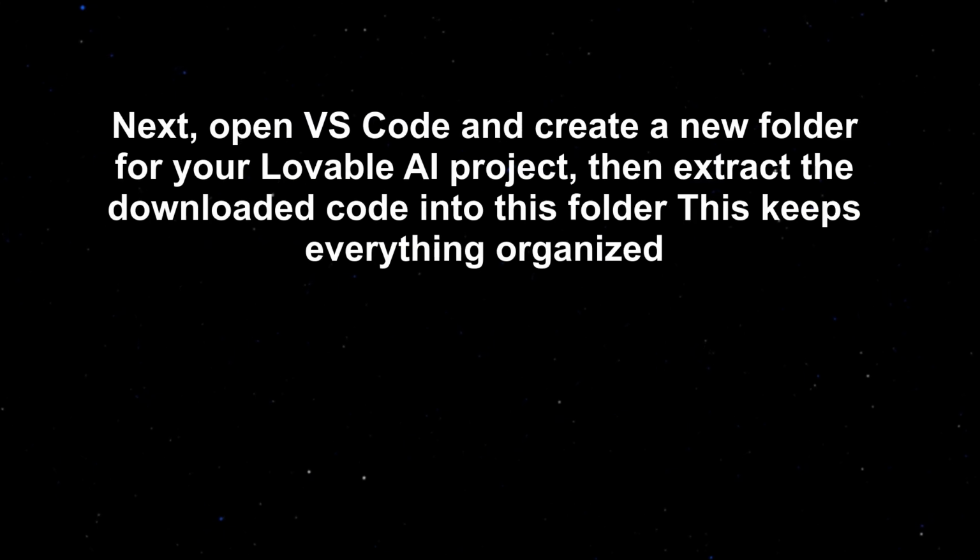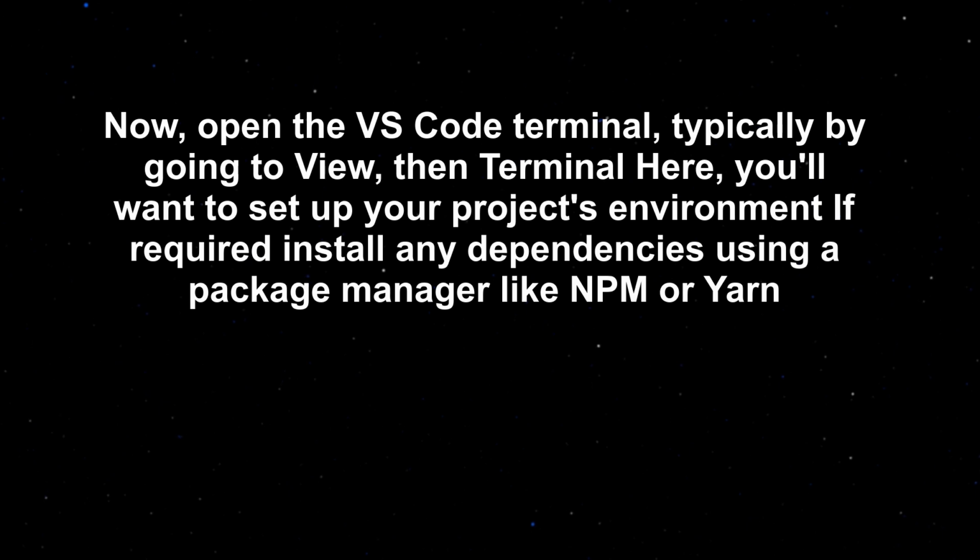Next, open VS Code and create a new folder for your Lovable AI project. Then extract the downloaded code into this folder. This keeps everything organized. Now, open the VS Code terminal, typically by going to View, then Terminal. Here, you'll want to set up your project's environment. If required, install any dependencies using a package manager like npm or yarn.